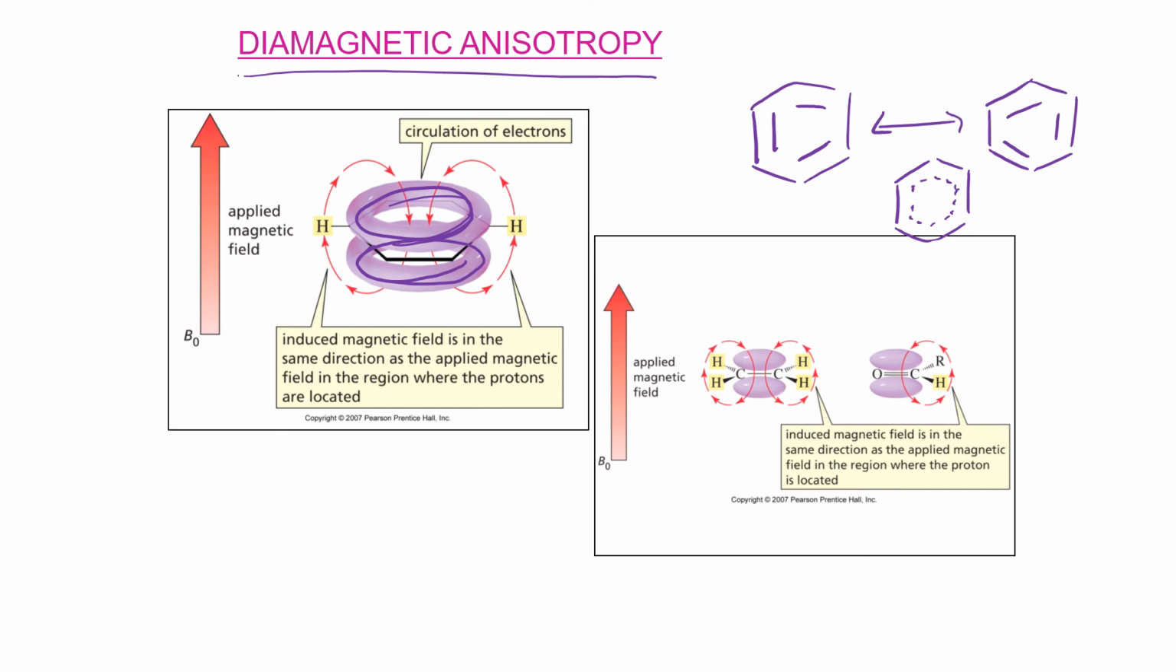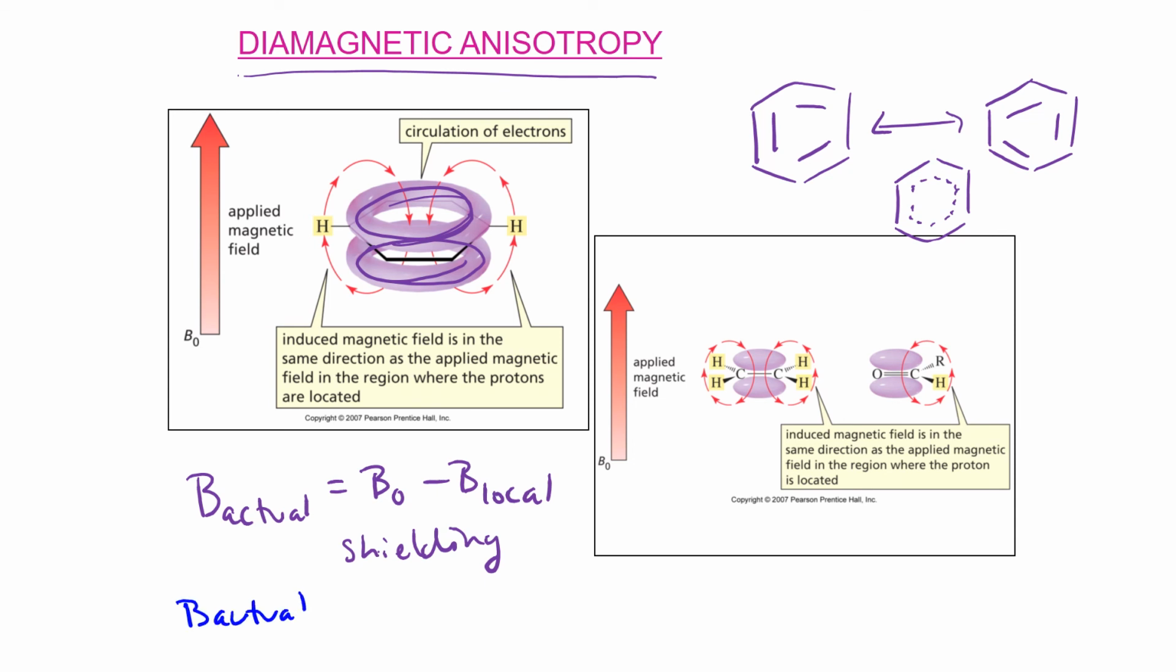And it turns out that that field actually reinforces the external field. So instead of having B actual equal B0 minus B local, so this is deshielding. Oops, this is shielding. What we're looking at is a case of B actual equals B0 plus B local. And this is a deshielding effect, because the local environment is actually intensifying the external field.